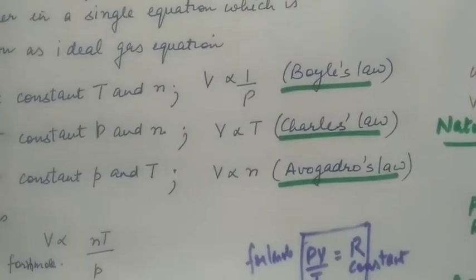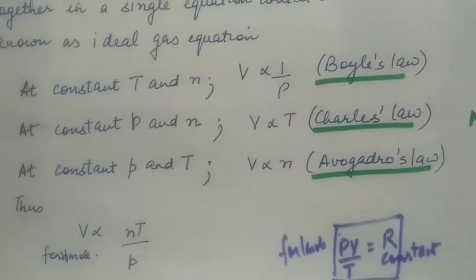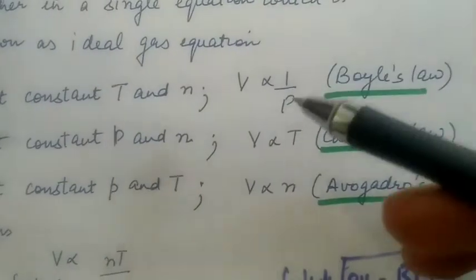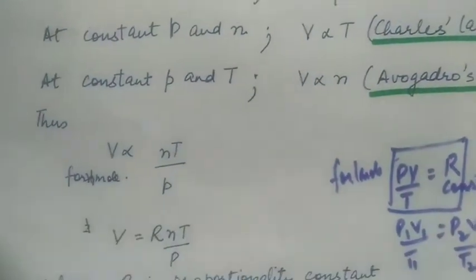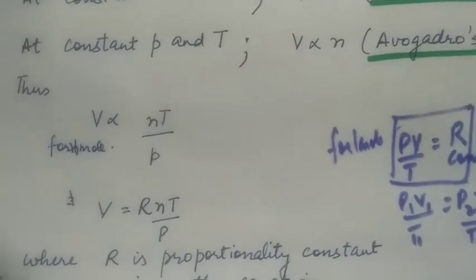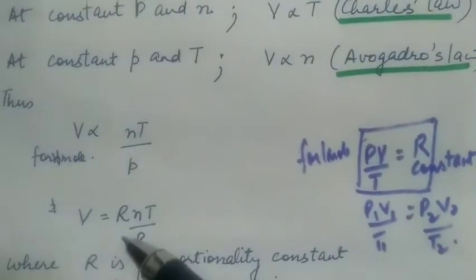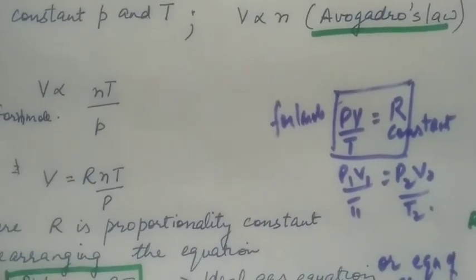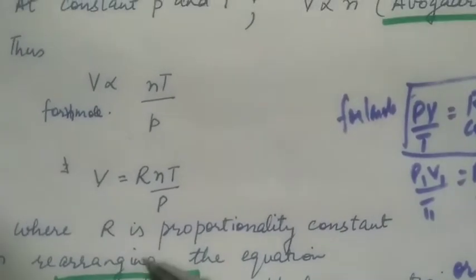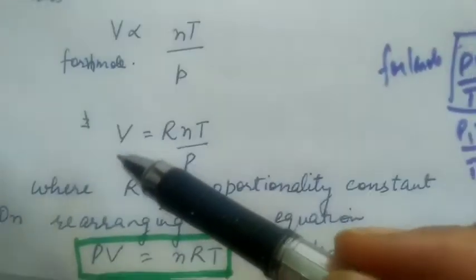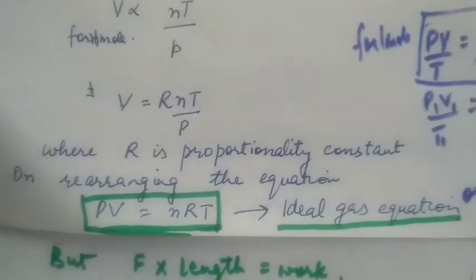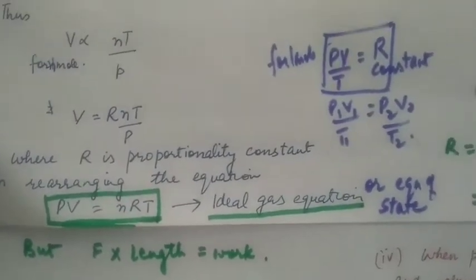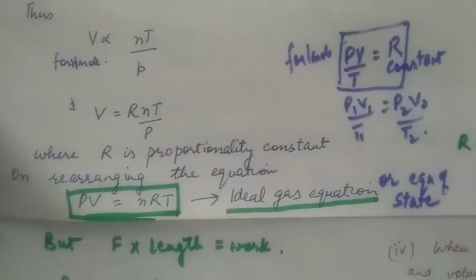Now, if we combine these three statements, on the left hand side is volume, and on combining the right hand side terms, we get V is proportional to nT upon P. If we remove the sign of proportionality, we have to introduce a constant R. So the equation becomes V is equal to R nT upon P. On rearranging and taking P to this side, we get PV is equal to nRT, where R is the proportionality constant, and the equation so obtained is called the ideal gas equation.